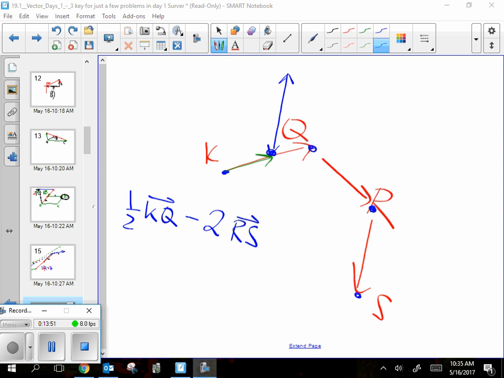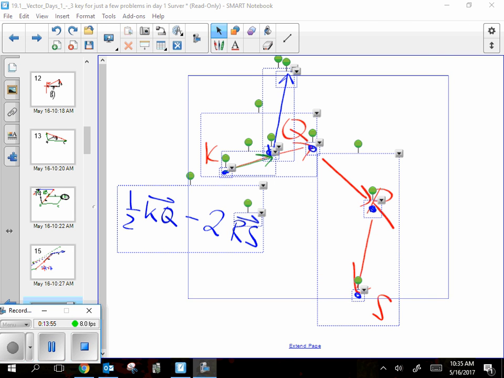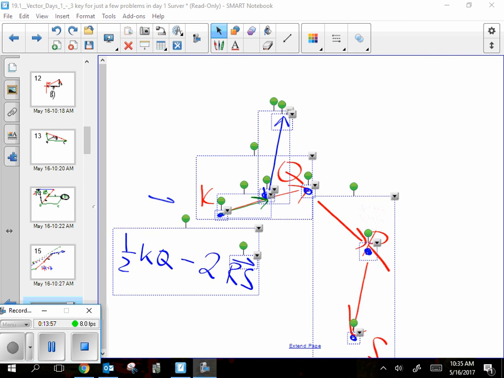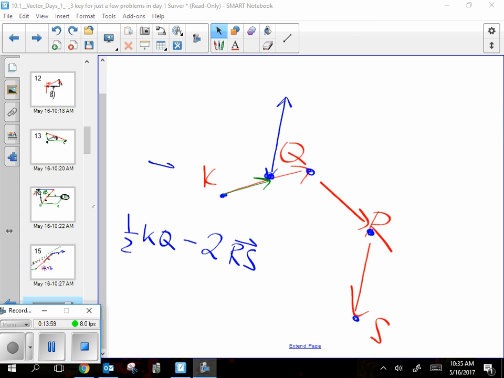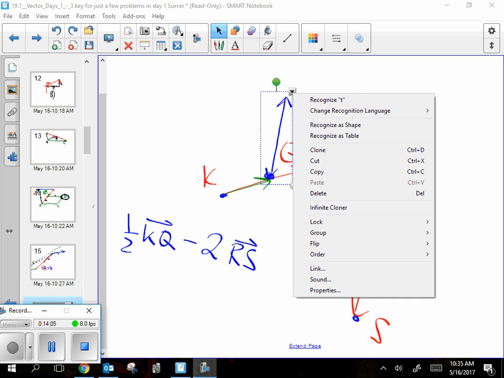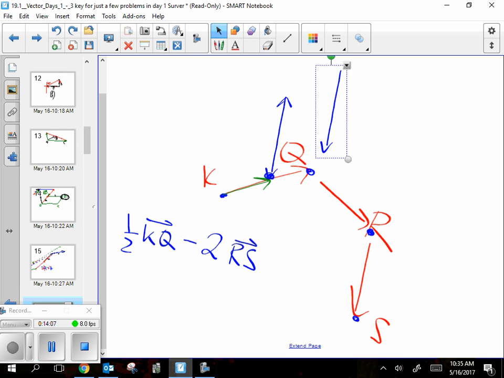Now I need another one of those. Now I'm going to have to drag my whole drawing down a little bit to make this fit. So bear with me for a second there. That gives me enough room to work. And now I can make another one of those. I'll just use my cloning feature, and you can do that too on your iPad. You can do the copy feature. There. And I'm going to go off the screen, but I think you get the idea. There is 1/2 KQ minus 2 RS's.